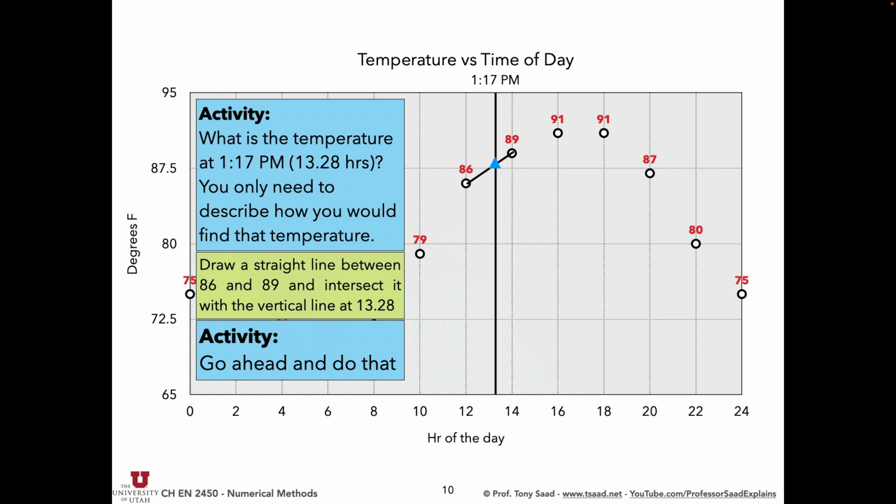Okay, so now evaluate it at 13.28 hours, right? So I would write it as temperature equal 3/2 times time of day, right? Times lowercase t, let's say, in hours, right? Plus whatever. And then at 13.28 hours.